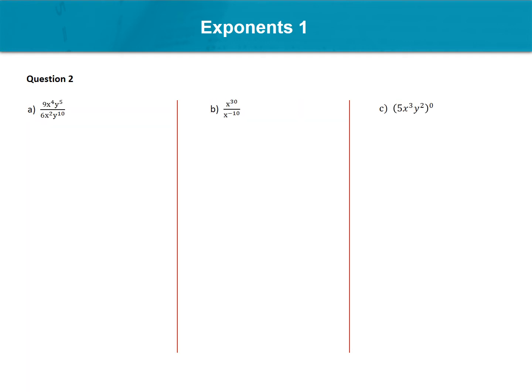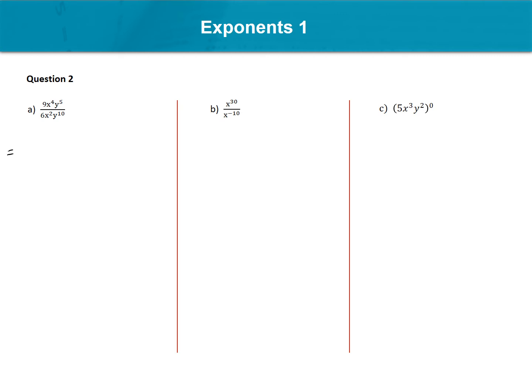So question 2a, we have 9x to the power of 4, y to the power of 5, all over 6x squared, y to the power of 10. Now remember what I said, when you take powers from the denominator into the numerator, you make them negative. Or what we could do is take out something that's common in both the numerator and the denominator. So I'm going to show you how to do this two ways.